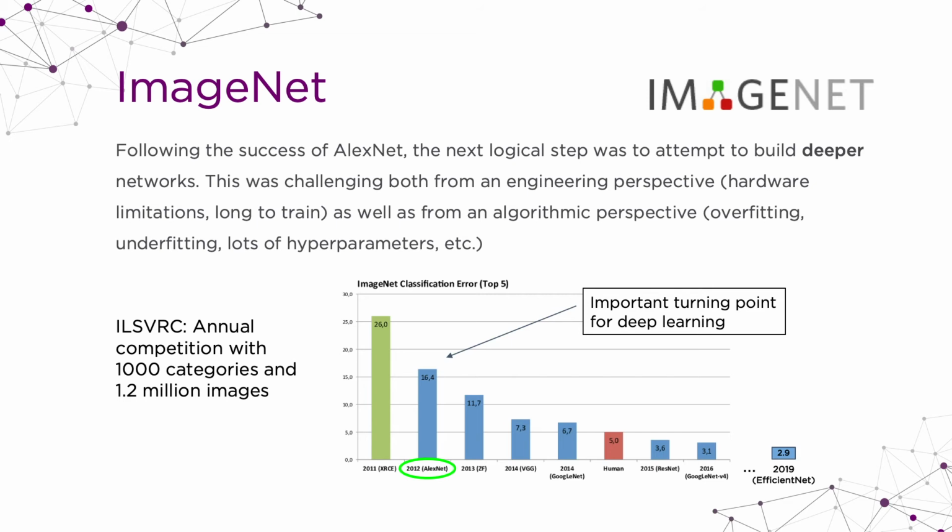And this was a challenge primarily from an engineering perspective, because you have a limitation in hardware. It takes a very long time to train these models. I think it was on the order of a few weeks to train AlexNet. And it was also a challenge from an algorithmic perspective. You have all sorts of problems that start arising once you start training your network. You have problems of overfitting, problems of underfitting, and lots of hyperparameters, just the structure of your network. All of a sudden, we have this network that works, but nothing can really tell us that this is the best network. There might be many other networks out there. So this was really, like I mentioned, an important turning point for deep learning. And now we're going to look at different models that came afterwards.